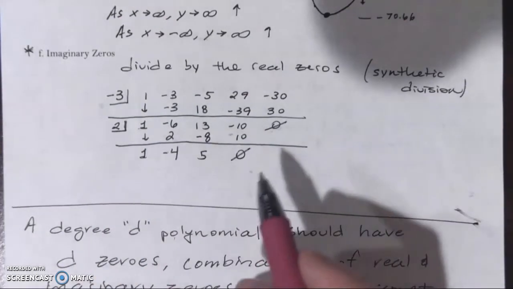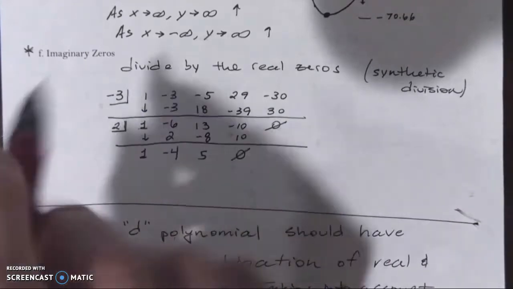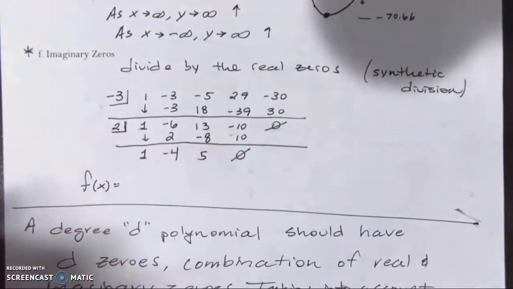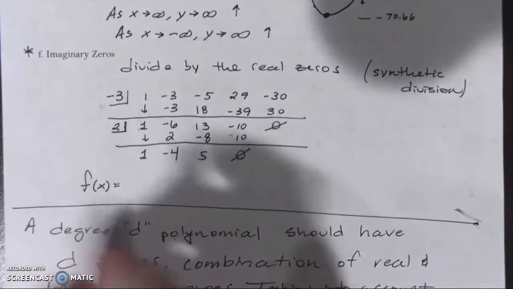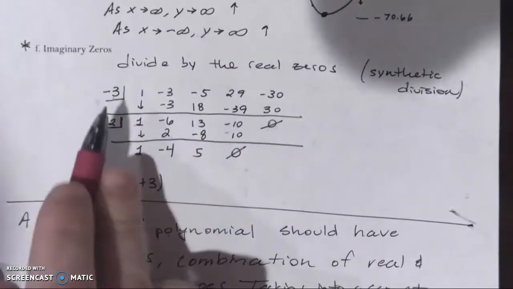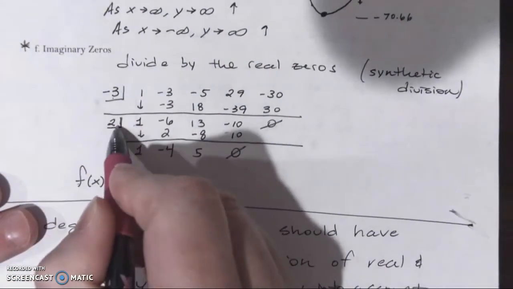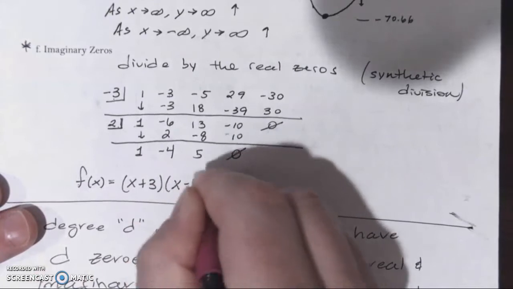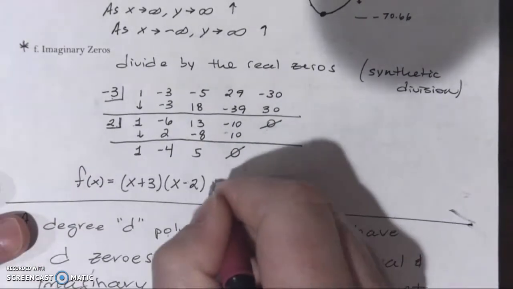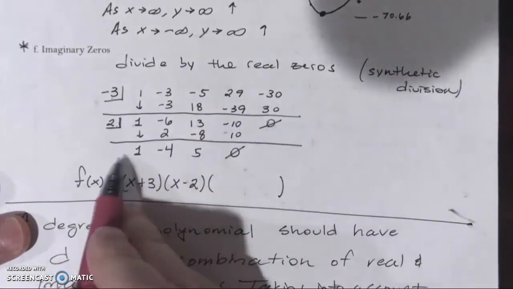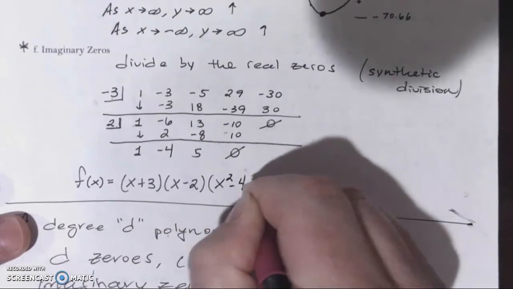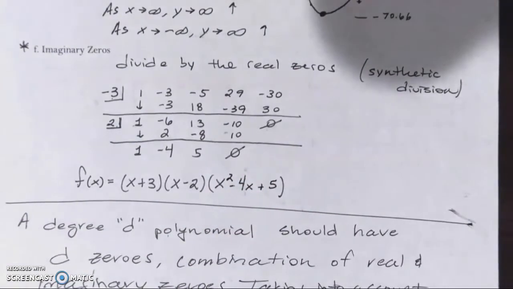Okay? So what that means is we found the factored form of this function. One of the factors should be x plus 3. How do we know that? Negative 3 was a 0. Another one of the factors should be x minus 2. How do we know that? Positive 2 was a 0. And then the last factor will come from the result of our synthetic division, in this case x squared minus 4x plus 5.